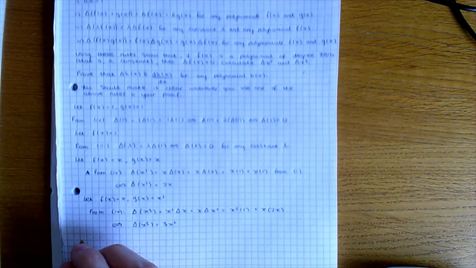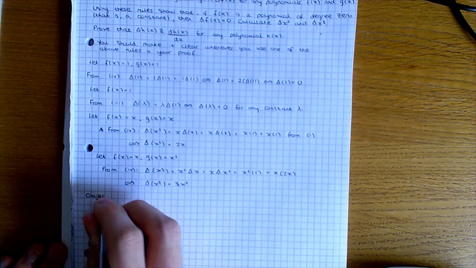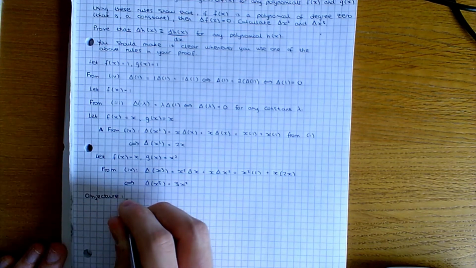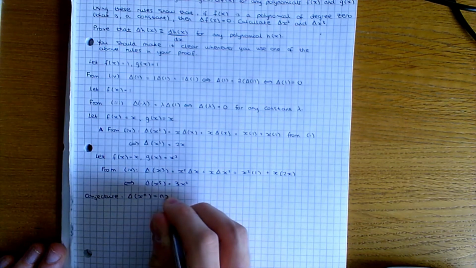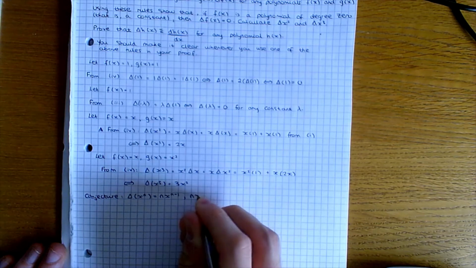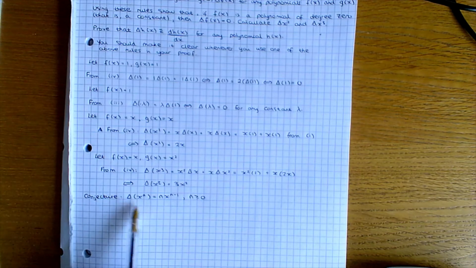And that's this. Conjecture. We're going to need to prove that delta of x to the n equals nx to the n minus 1 for all n greater than or equal to 0. The reason you might believe this to be true is because it's told you it is the derivative operator. And so it seems reasonable that we know that the derivative of x to the n is this thing, so this should be true.